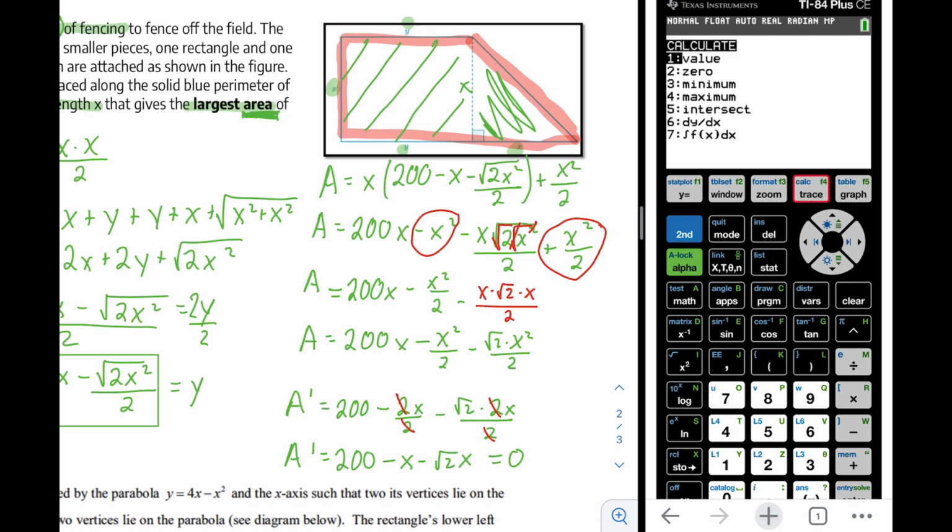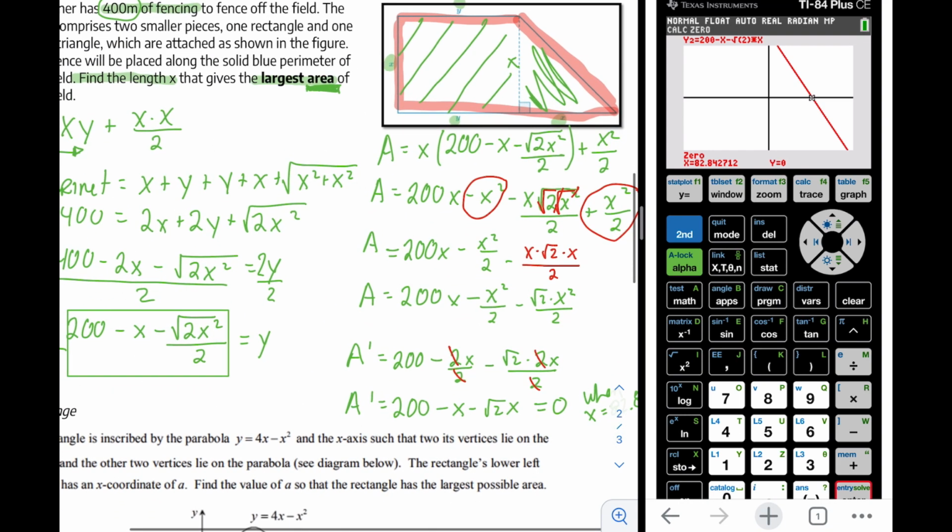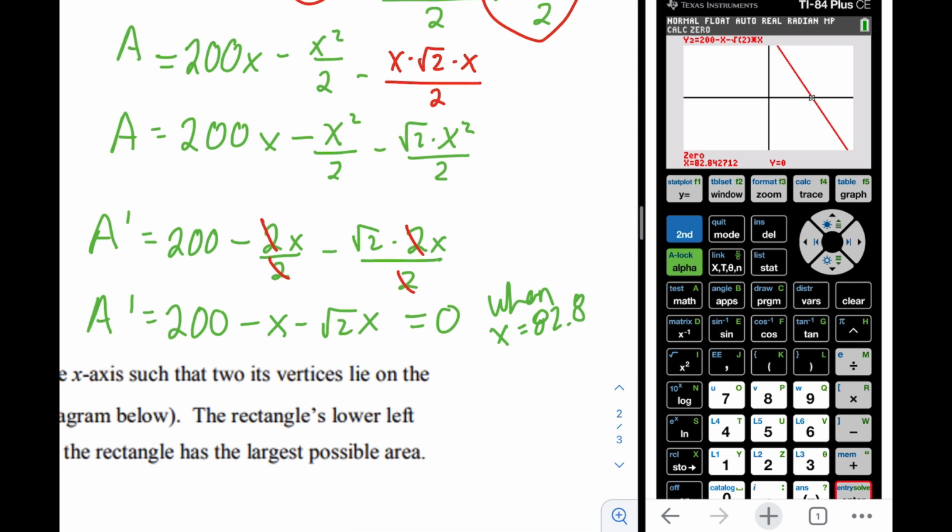Our objective is to find when this is equal to 0. So we're going to find the zeros of our function. So there's only one 0 here. So I'm going to go to the left of it and to the right of it. And then we're going to guess. And we get that our derivative is equal to 0 when x is equal to 82.8. So they're asking us to find the length of x that gives the largest area. Well, there's only one place where we have our derivative equal to 0, and that is when x is equal to 82.8.